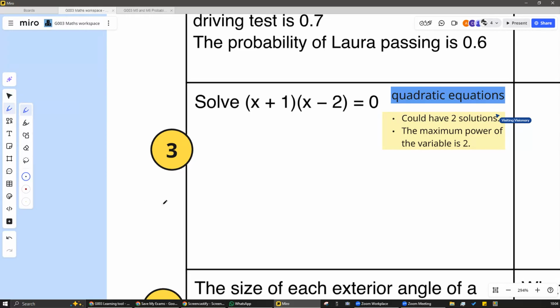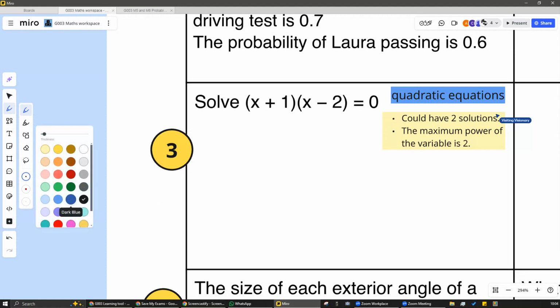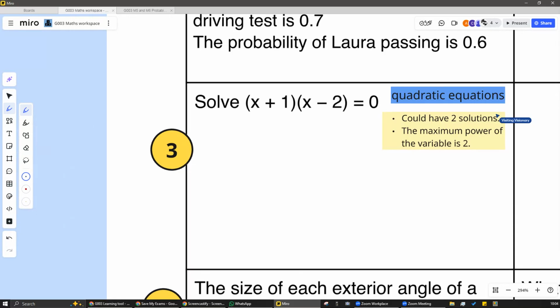But what we've got here is a factorized version of the equation. If we were to expand this out, we'd multiply the x by the x, which would give us x squared. So we're just going to take the left-hand side and expand it out. And we're going to multiply the 1 by the x, so that would give me x. And then we're going to multiply the x by the negative 2. So that would give me, take away 2x.